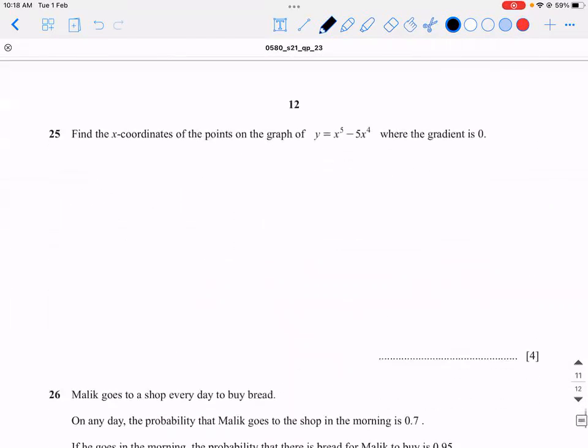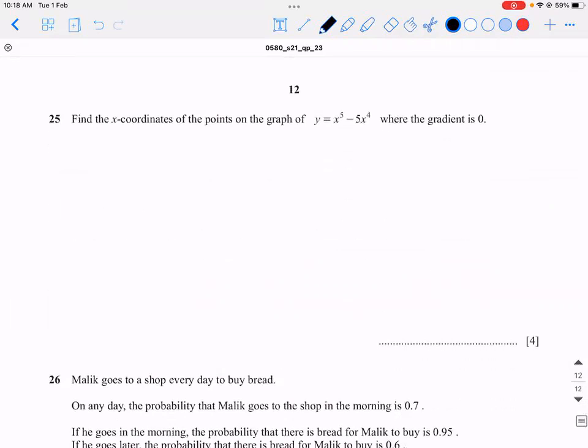Okay, move to question 25. Find the x coordinates of the points on the graph y is equal to x to the power of 5 minus 5x to the power of 4 where the gradient is 0. So this is actually an application of differentiation. What is gradient? Gradient is dy upon dx. So dy by dx is known as the gradient of the graph.